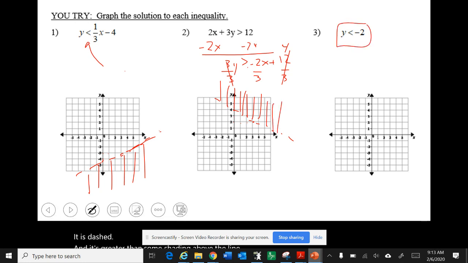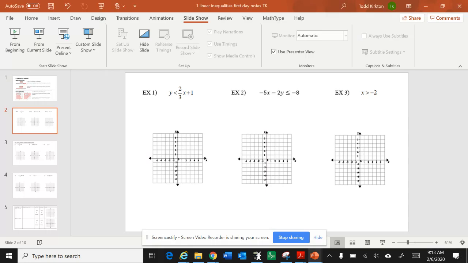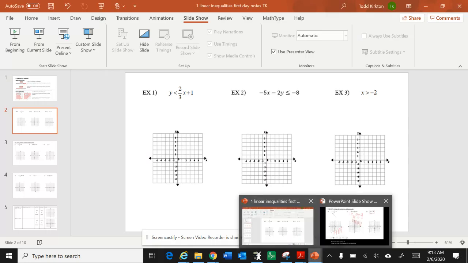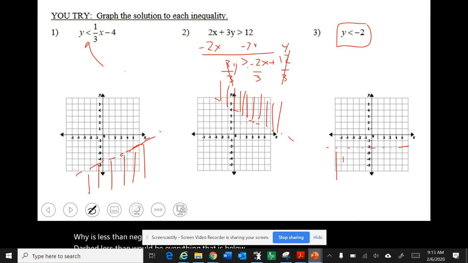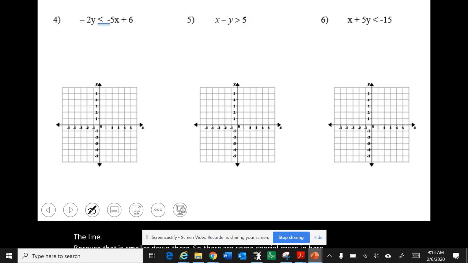Y is less than negative 2, horizontal line, dashed. Less than would be everything that is below the line, because that is smaller down there. So there are some special cases in here. Okay, we'll keep going. I'm going to try to get as many as I can here in my time limit.